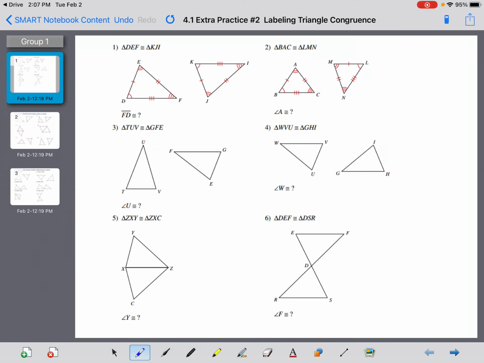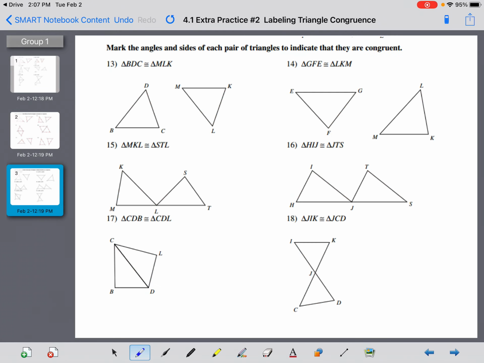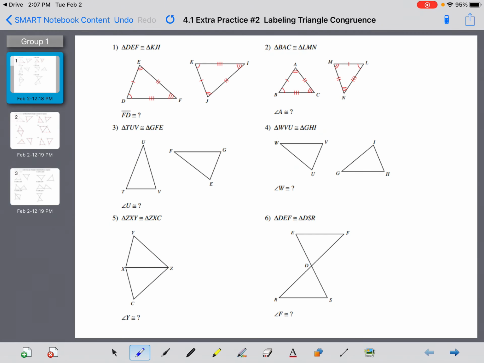Hey everyone, this is 4.1 extra practice number 2, and basically we're just going to familiarize ourselves with labeling triangle congruence, okay? So, what they want us to do for the first part, and what I'm going to do is complete half the examples for us throughout this work packet, and you guys do the other half on your own, okay? Very important to match up your sides, probably the most important thing.